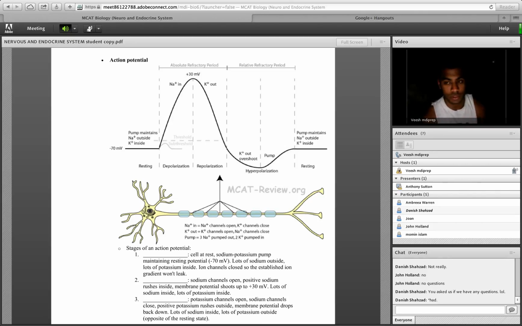So during hyperpolarization, a neuron can still transmit an action potential, but it would have to be a really strong action potential. It would have to be a really strong signal. So a lot of neurotransmitters would have to be involved there. Whereas in the absolute refractory period, no matter how many neurotransmitters are being transmitted, there's going to be no action potential being made.